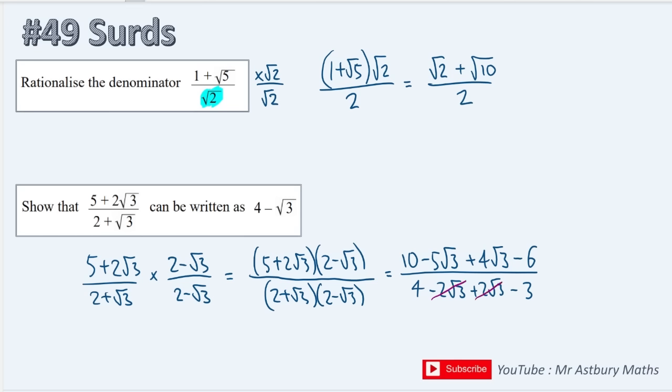And then all we're left to do is to simplify the top. So I've got 10 minus 6, which is 4. I've got minus 5 root 3 plus 4 root 3 gives me minus 1 root 3. And on the bottom, I have 4 minus 3, which is just 1. So I've just got 4 minus root 3.